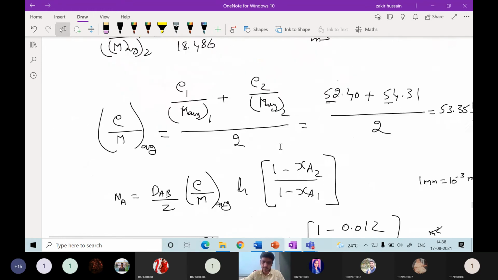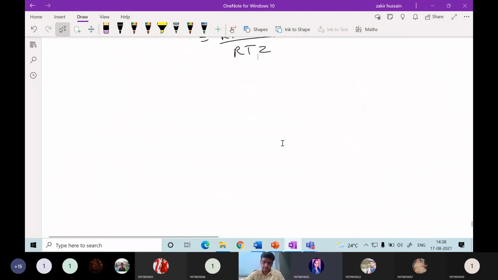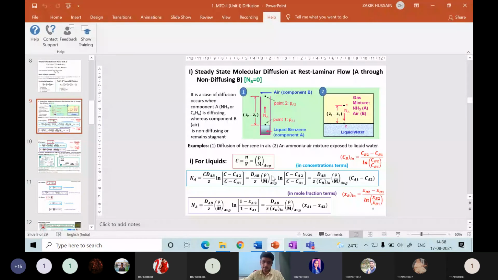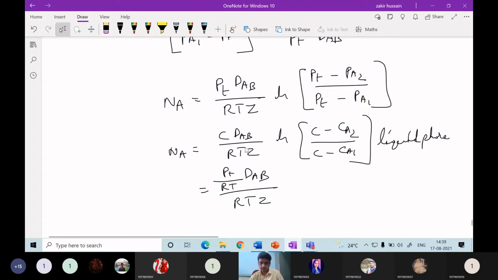We can check here. NA equal to CDAB by Z log C minus CA2 by C minus CA1. Yeah, this one. CDAB only, RT is not there. That's why the confusion. So here this is CDAB by Z. Okay, this is for the liquid phase we have derived.